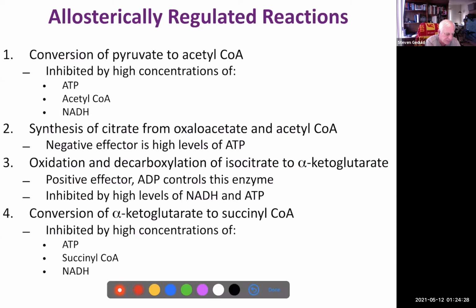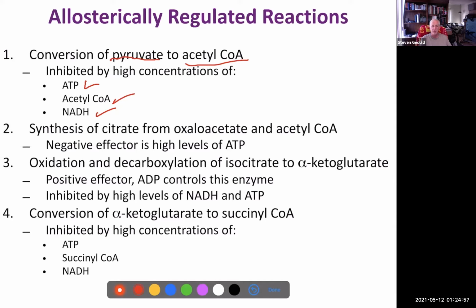Okay? And here are the 4 allosterically regulated reactions. Conversion of pyruvate, no, excuse me, to acetylcoenzyme A. It's inhibited by high concentrations of ATP, acetylcoenzyme A, and NADH. Okay, if you have a lot of acetylcoenzyme A, you don't need to convert it to acetylcoenzyme A. You have a lot of ATP, you don't need to run the Krebs cycle. A lot of NADH, you're going to generate a lot of ATP from that. You don't need to run the Krebs cycle.